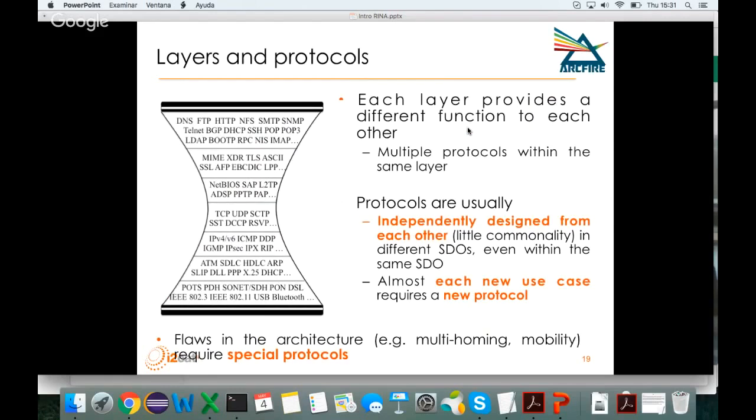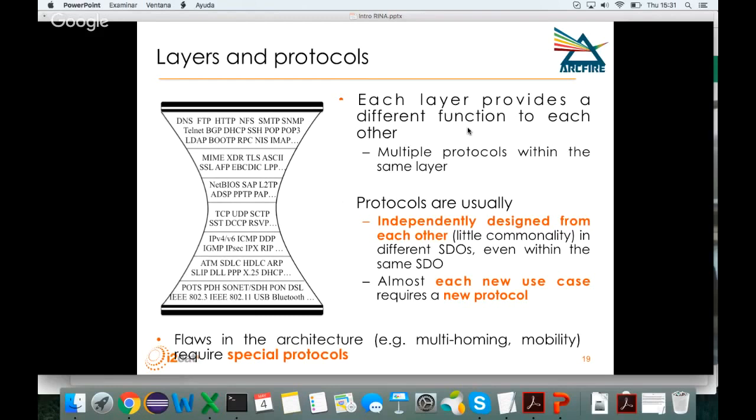And if we look inside each layer, the problem becomes worse because there are many solutions, many protocols that are independently designed. So for transport, we have TCP, UDP, SDP, and so on. And these protocols, although they are similar, do not leverage a common structure. So they are independently designed, which means they have to be independently implemented, and so on.